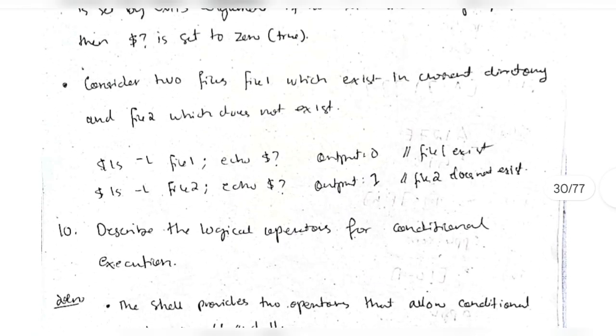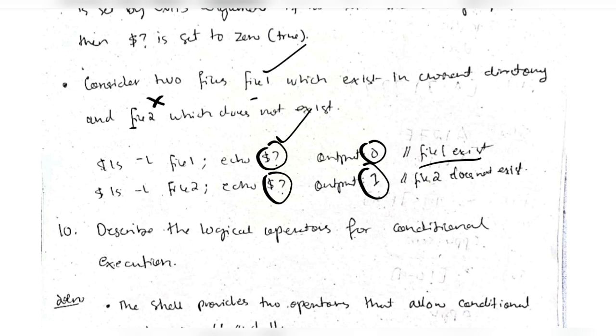Okay, so consider two files here: file 1 exists and file 2 does not exist. This exists, this does not exist. So we have echo dollar question mark. In this case it will output 0, because file 1 exists, and it will output 1 because file 2 does not exist. So that information will be stored in question mark, the information which is just a single number, which is 1.